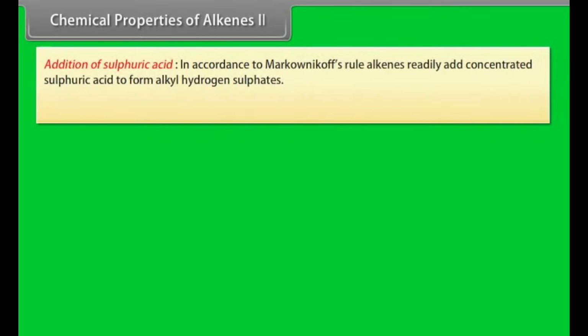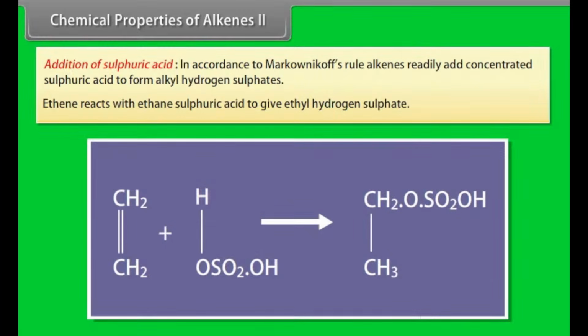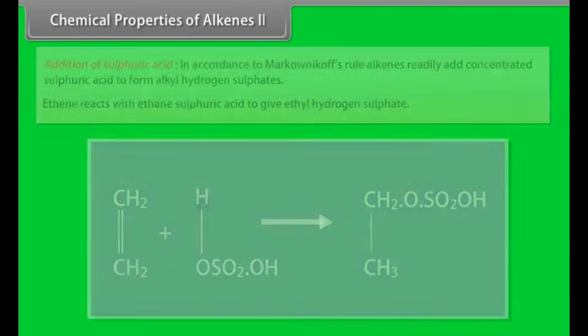Chemical properties of alkenes, Part 2. Addition of sulfuric acid. In accordance with Markovnikov's rule, alkenes readily add concentrated sulfuric acid to form alkyl hydrogen sulfates. For example, ethene reacts with sulfuric acid to give ethyl hydrogen sulfate.